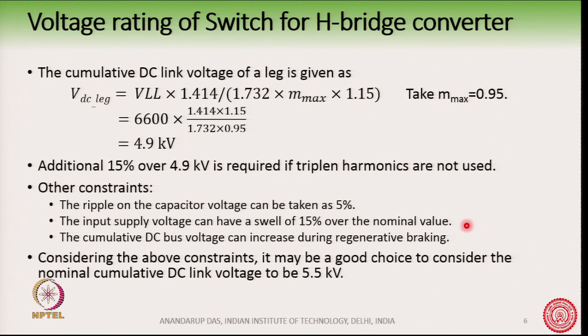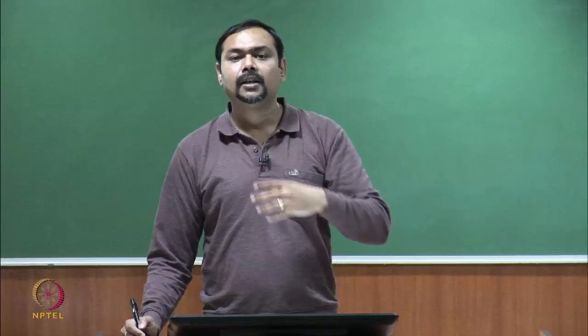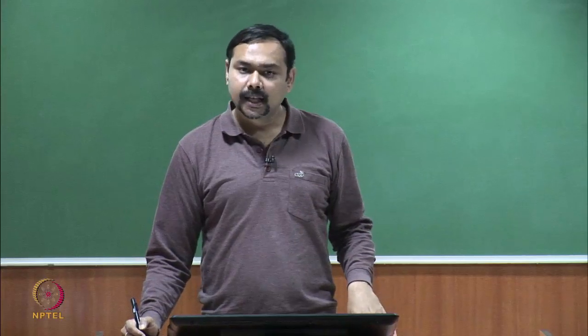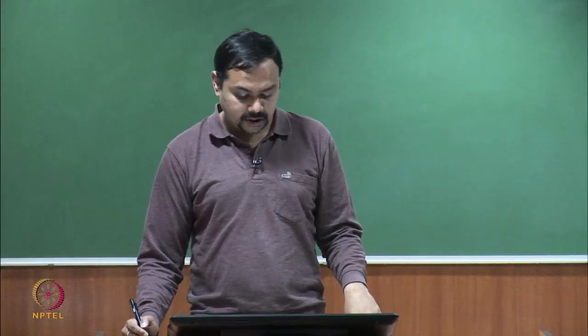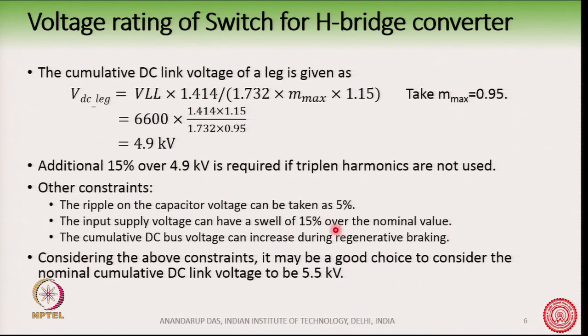Now, this cascaded H bridge converter has an uncontrolled rectifier at the input. So, if there is a surge voltage at the 11 kV line, then this surge voltage will directly come on the DC link of the H bridge. So, the input supply can also have 15%, and also we have to note that the cumulative DC bus voltage can increase during regenerative braking also.